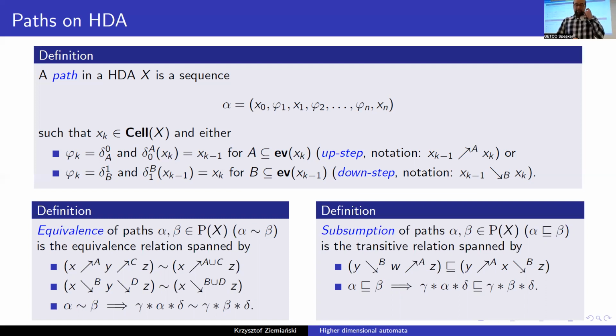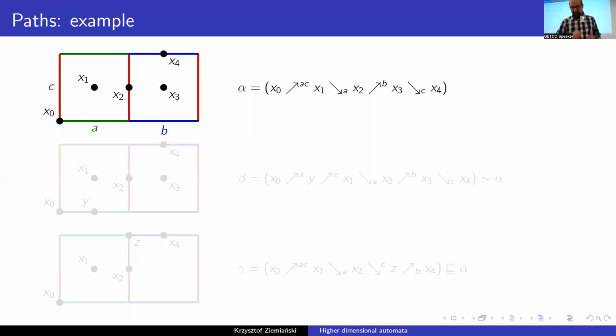And there is an operation of subsumption. You can start some set of events, then terminate some disjoint set of events, and it's more general, or subsumes, the sequence in which you terminate events first and then you start events. So let me give you an example of the picture.